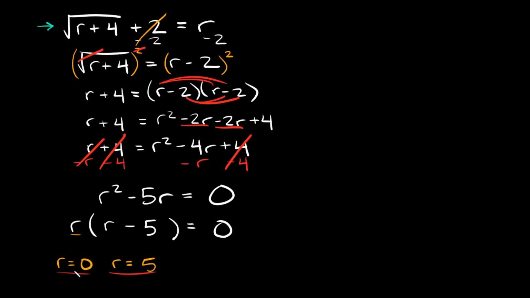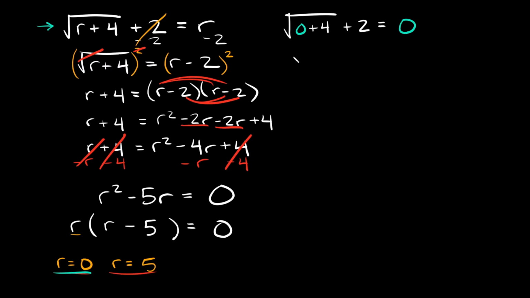So we're going to check both of our answers right here, starting with this one right here. r is equal to 0. So we're going to plug in a 0 for r right there. Okay, so I'll just rewrite it on this side over here. So we're going to have the square root of 0 plus 4 plus 2 is equal to r, which again we're saying is 0, right?